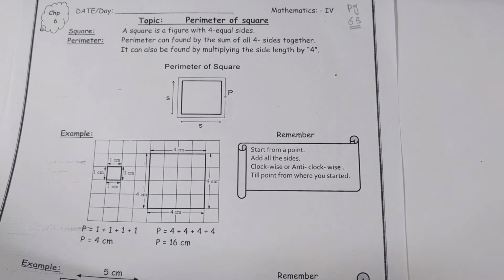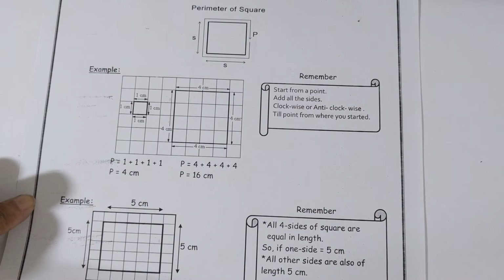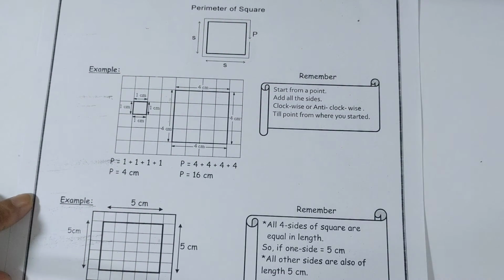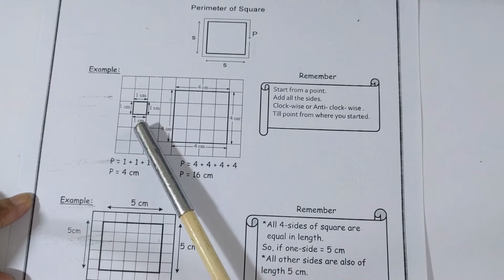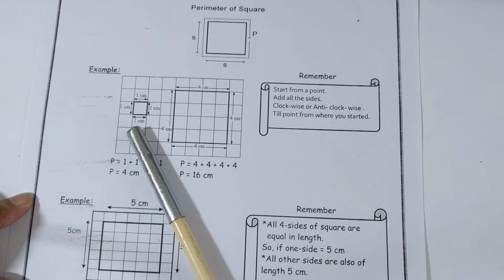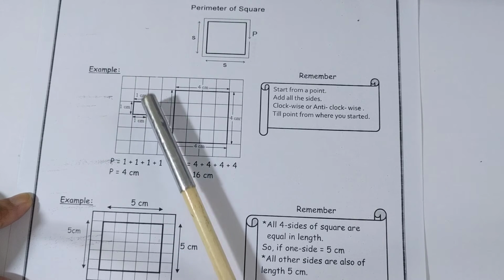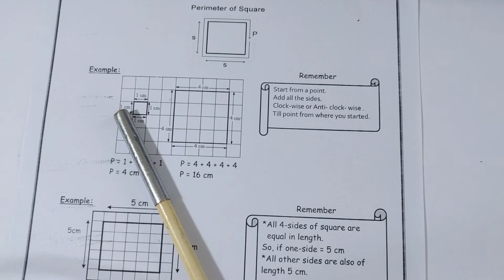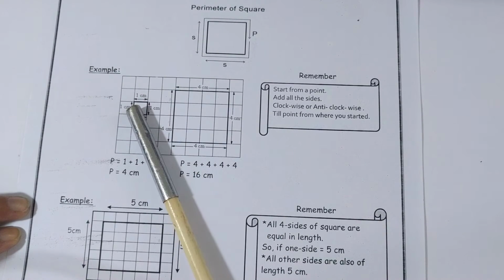Now here is an example on page number 65. As you can see, there is one small box. The length of the side of this box is 1 centimeter. There are 4 sides of this square, so 1 centimeter, 1 centimeter, 1 centimeter and 1 centimeter. So what is the perimeter of this small box?